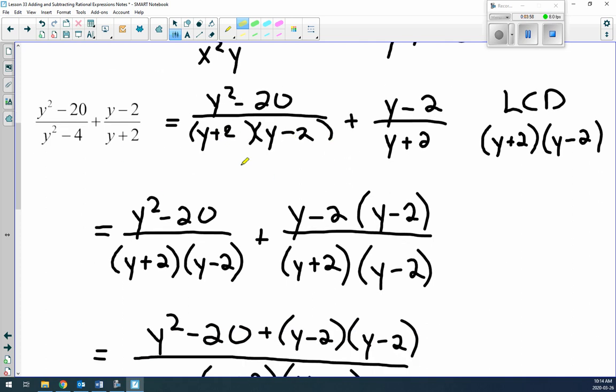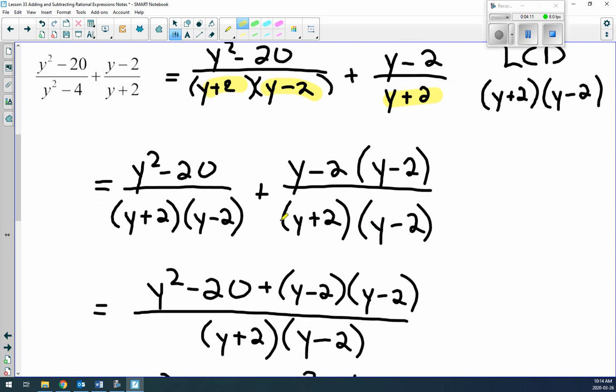Now, if you look, we have a y plus 2 here, a y minus 2, and a y plus 2 here. So the LCD is not going to be all 3 of those together. It's just going to be y plus 2, y minus 2. Nice and easy, this one. So this first one, we don't even have to touch because it already has the common denominator. But this one, we have to multiply both the top and the bottom by y minus 2. That'll get us our common denominator.